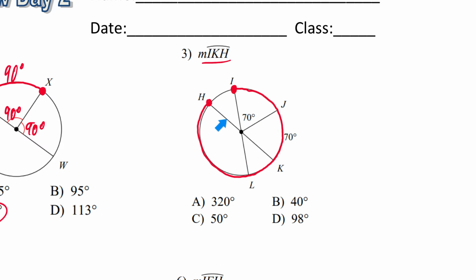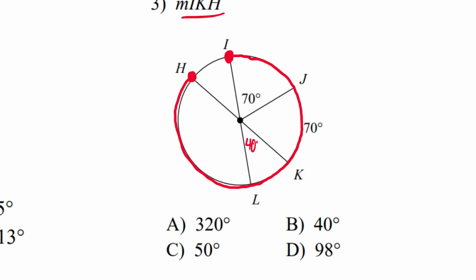Okay, well, the thing is I need to know how big this angle is right here. So let's do this. From I to L is how many degrees? 180, it's half of a circle. So this is 70, this is 70. So 70 and 70 makes 140. So what does this have to be to get all the way to 180? It's got to be 40. Right? Because 40 plus 70 adds up to 180.